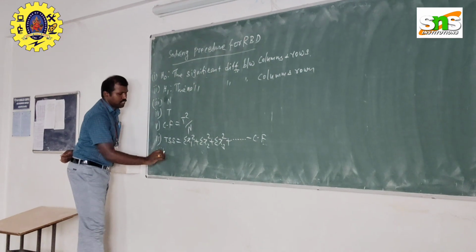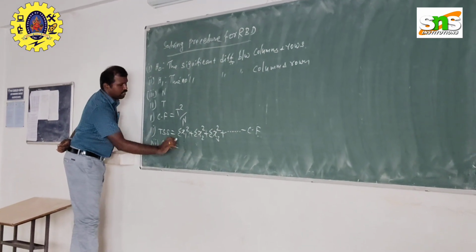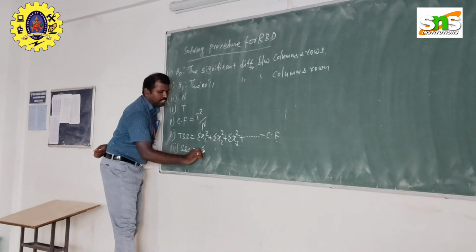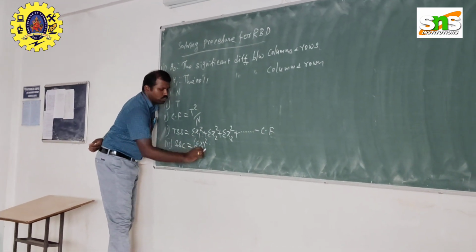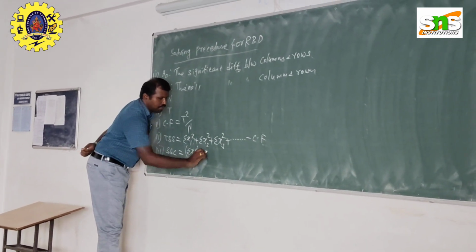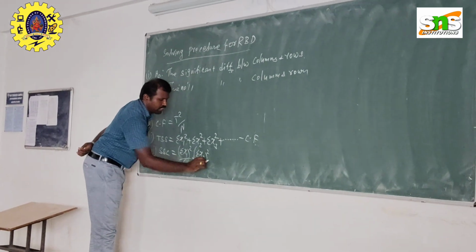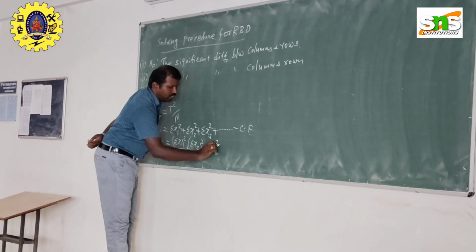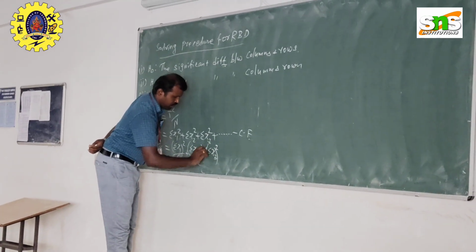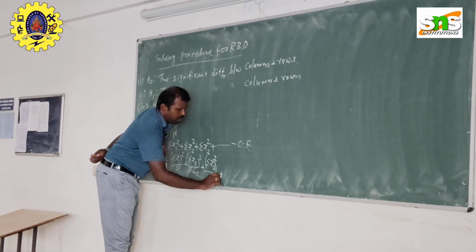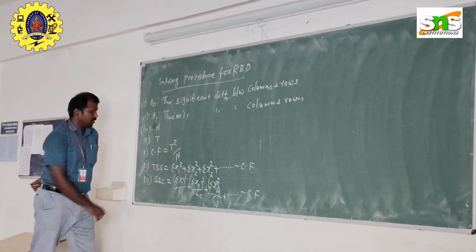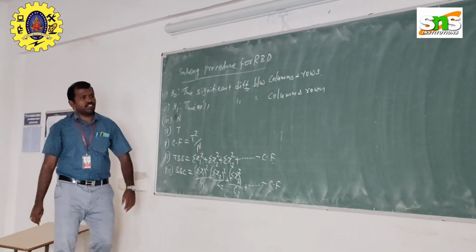And the next one is sum of square between columns, SSC. The formula is summation x1 the whole square by c1 plus summation x2 the whole square by c2 plus summation x3 the whole square by c3 plus etc. minus correction factor. This one is the SSC formula.